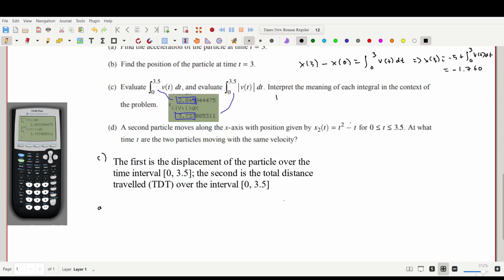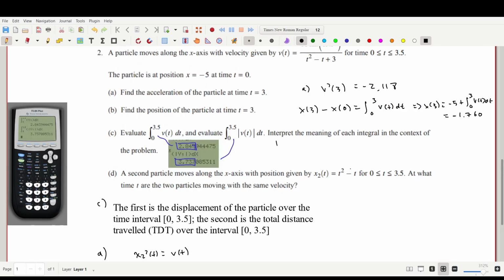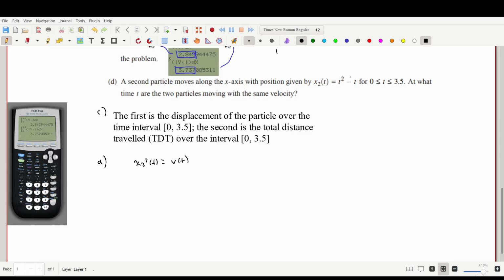All right, D, a second particle moves given by whatever. When are they moving with the same velocity? Okay, so I want to know when x2 prime of t is v of t. I guess I just graph that, huh? So what's x2 prime of t? Very rare you do this. You actually, on a calculator section, have to differentiate by hand. So 2t minus 1.